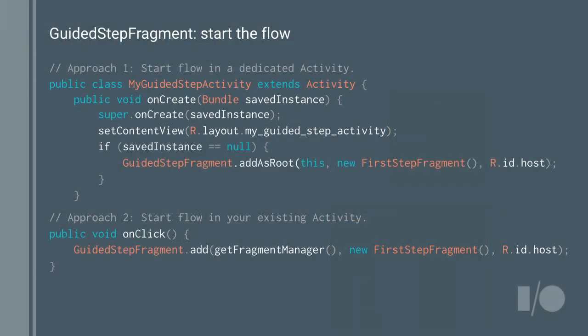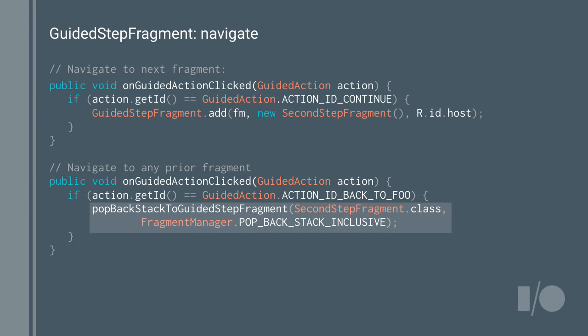To use the guided step fragment, you have two choices. You either start the workflow in a separate activity, or you can start the flow in your existing activity. In the first approach, you call add as root in activity on create. Remember, you only do this when saved instance state is null. If your activity is restoring from saved instance state, the fragment manager will automatically restore the fragment for you. So you don't want to add a duplicate fragment in this case.